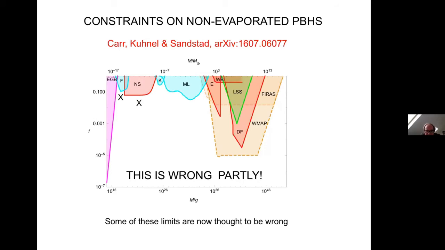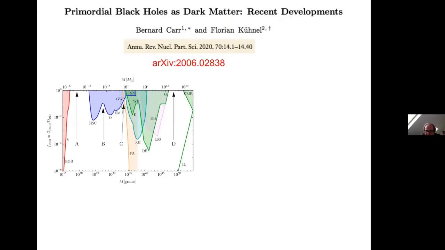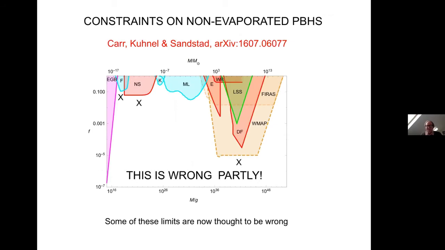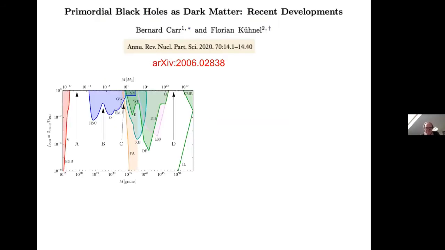We've heard about this, the femtolensing, the neutron star limit, and even the accretion limits have been updated. But I want you to refer to the more recent paper with Florian, which has just appeared. And I want to stress that these constraints are right. And you can see they're quite a bit different because some of the ones which are wrong have been removed. But I have to be careful. It's only right for now, because undoubtedly, as time goes on, some of the constraints will change or go away.